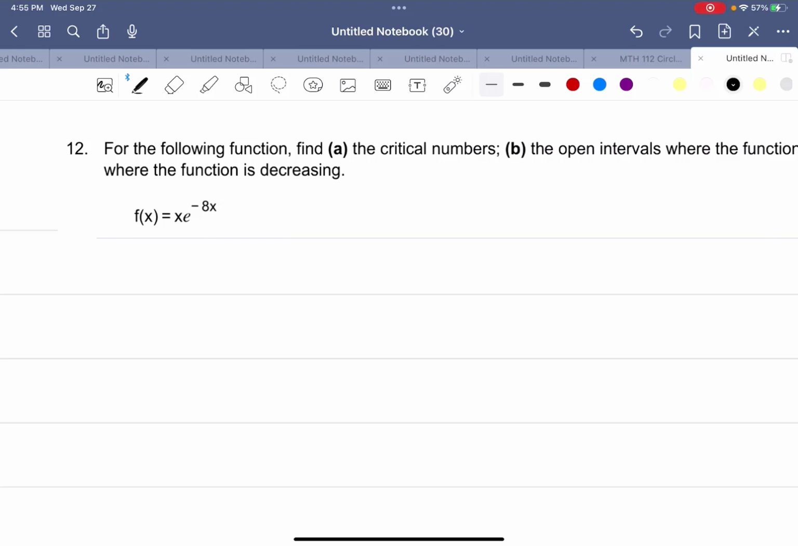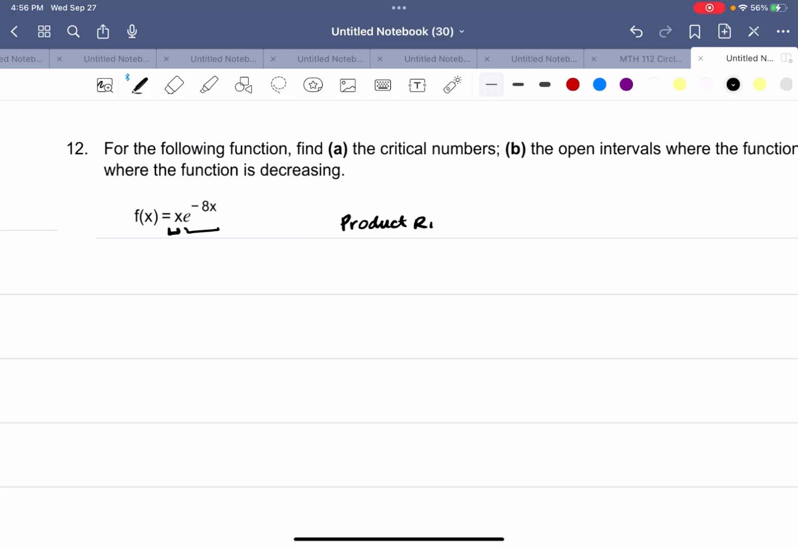Example number 12. For the following function, we're going to find the critical values and the open intervals where the function is increasing and/or decreasing. So this is a function composed of two functions that are being multiplied. So what we're going to do is use the product rule.